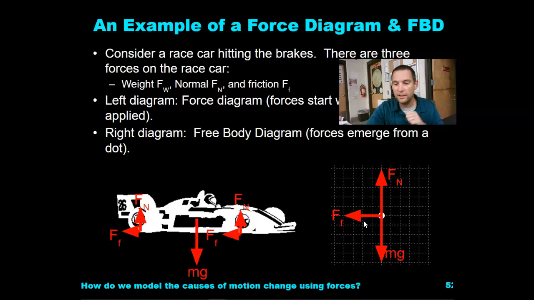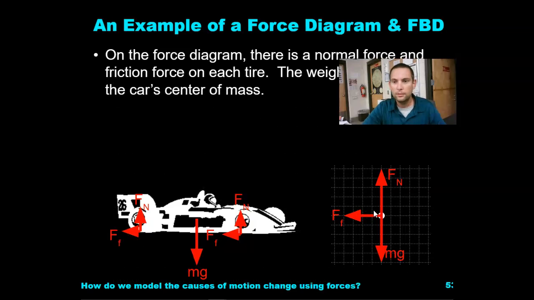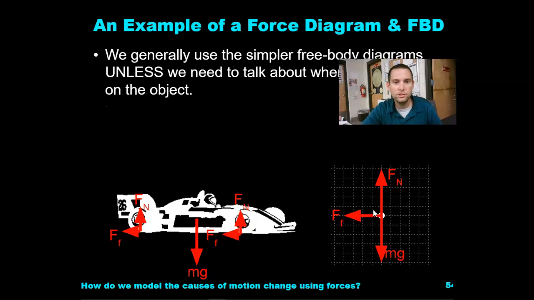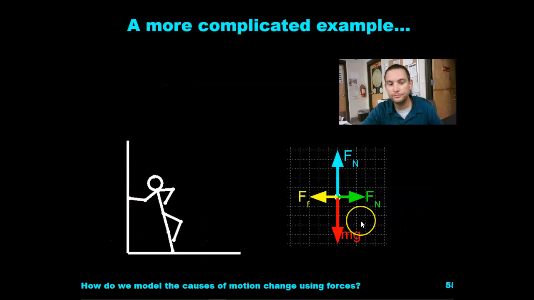There's a frictional force to the left. Just by looking at this diagram, you will soon be able to determine that this object is slowing down. Because remember, if velocity is in one direction and your net force is in the opposite direction, then you're slowing down. The weight force acts at this car's center of mass. On the free body diagram, we combine all the normals together. Generally use the simpler free body diagrams unless we need to talk about where the force acts on an object.